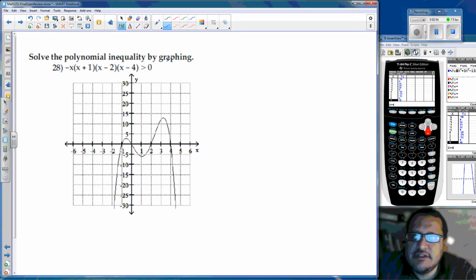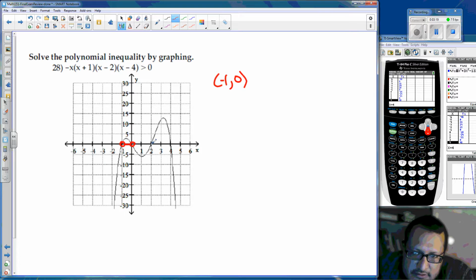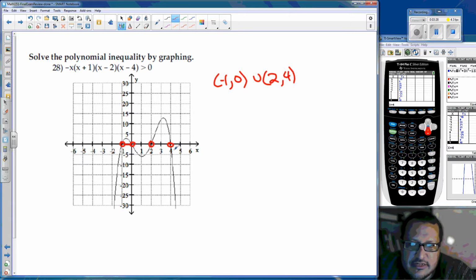Solve this polynomial inequality by graphing. So this is the polynomial, and we just care, where is it greater than 0? Where is it positive? Well, it's clearly positive from here, and this is strict, right? So it's going to be an open circle from here to here. This is -1 to 0. It's negative here, and then it's positive again from here to here. It's positive because it's up here. So this is union 2, 4, and that would be it.